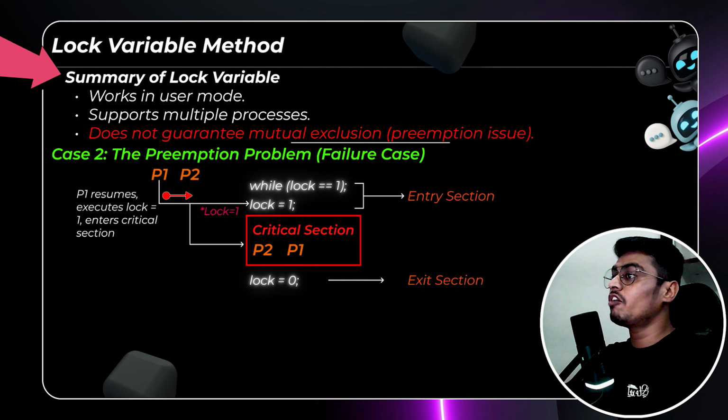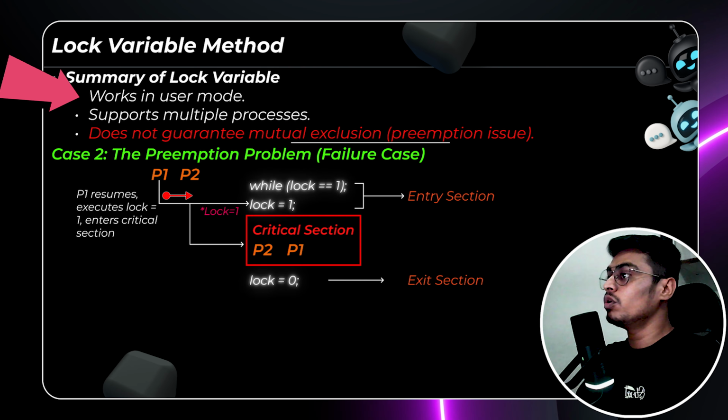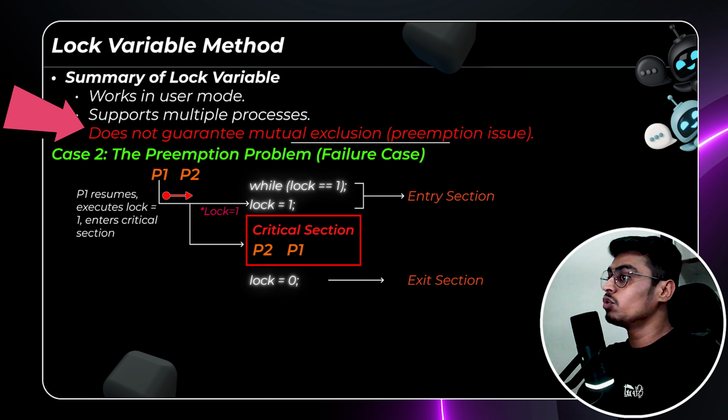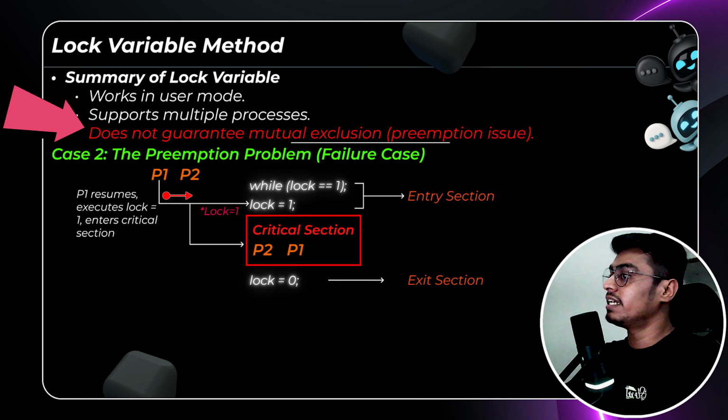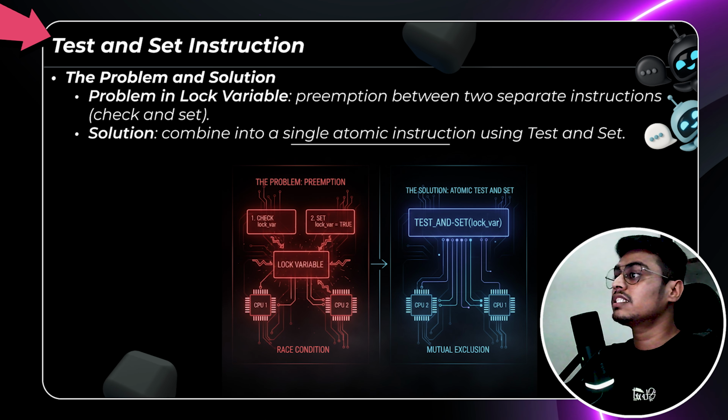Now what is the summary of lock variable? It works in user mode, it supports multiple processes, but does not guarantee mutual exclusion due to a preemption problem between checking and setting the lock. Now what is the test and set instruction? This is another solution for this problem.